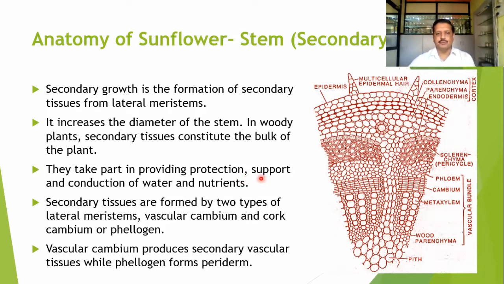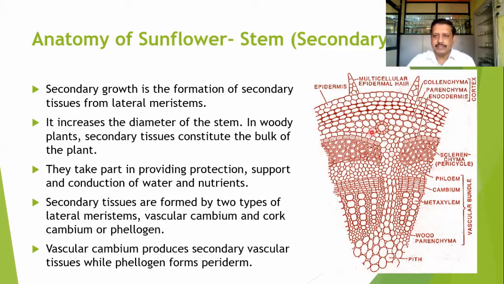The secondary tissues are formed by two types of lateral meristems. One is called the vascular cambium and the other one is the phellogen. These are the continuously dividing tissues in the plant which give rise to secondary tissue development. The vascular cambium produces secondary vascular tissue, with the phellogen and the phelloderm tissues.